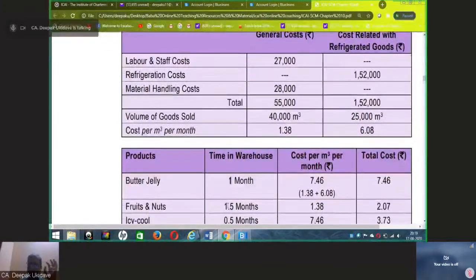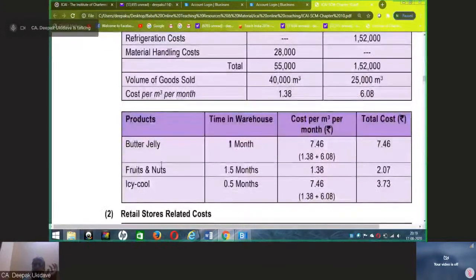So look at this second table where we are doing product-wise costing. Butter jelly, time remains, we are doing warehousing cost, and warehousing cost will be apportioned on the basis of time spent in the warehouse, time for which they are stored in the warehouse. So 1 month butter jelly is in stock, 1.5 months fruit and nut, and IC is for 0.5 months. So we will multiply this by cost per metric cube. Cost per metric cube we arrived at 1.38, but that is only for fruit and nut, because that is in general category.